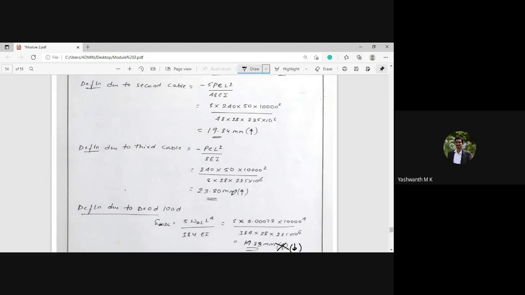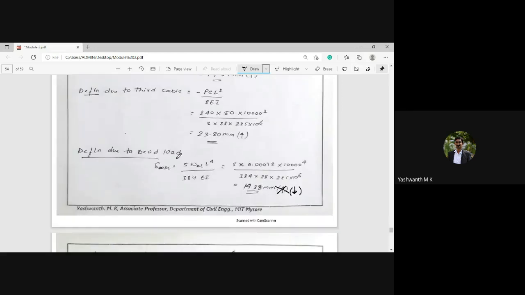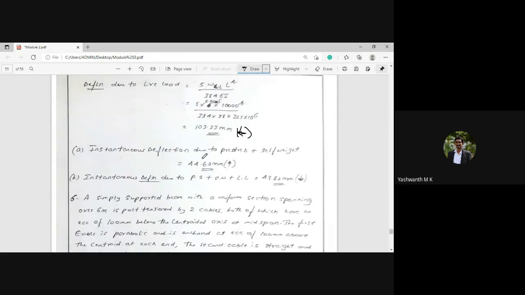Why minus? Because for upward deflection, the sign convention will be negative. Then plus 14.88, because the deflection due to dead load will be downward, which indicates positive. The final answer will be 44.63 millimeter, which is acting upwards.